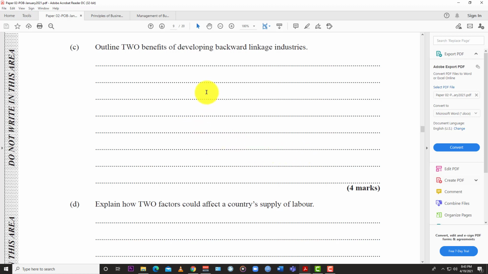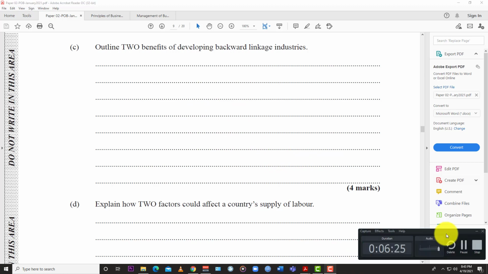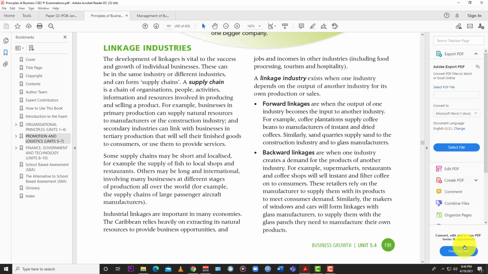And so what are some benefits of developing a backward linkage? But if you want to get too textbooky about it, backward linkages are when one industry creates a demand for the product of another industry. For example, supermarkets, restaurants, and coffee shops will sell instant and filter coffee onto consumers. These retailers rely on the manufacturer to supply them with the products to meet consumer demand. And so you see one benefit right there, a supply chain. So one benefit of having a backward linkage is that you secure a supply chain for the raw materials that you need to get your finished product out. So that's one advantage. You're securing a supply chain.